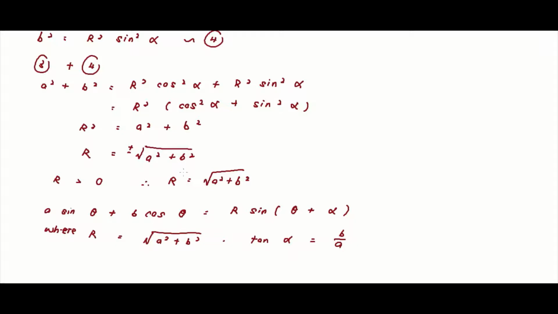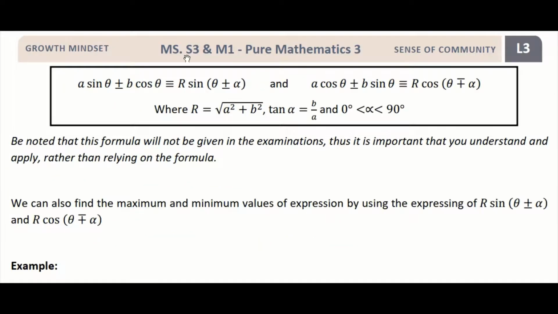Okay, so let's look at your example. This will be the so-called formula that you can use if you do not want to repeat the process again, and this is something you can try to memorize. So when you change a sine theta plus b cos theta, it will always be r sine (theta plus alpha). To find your r, it will always be the square root of a squared plus b squared.